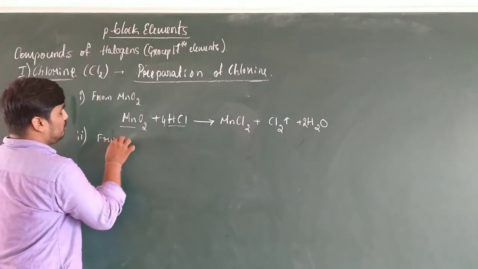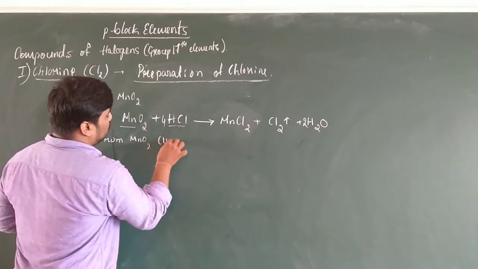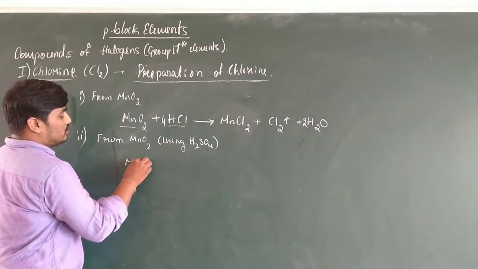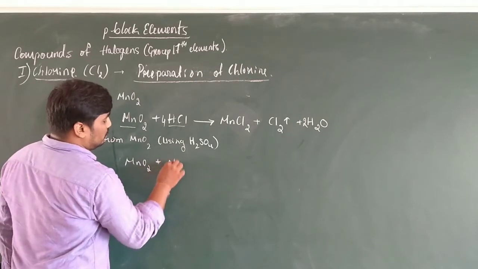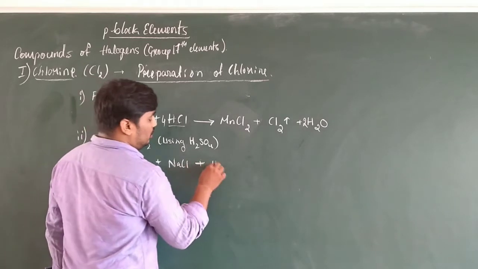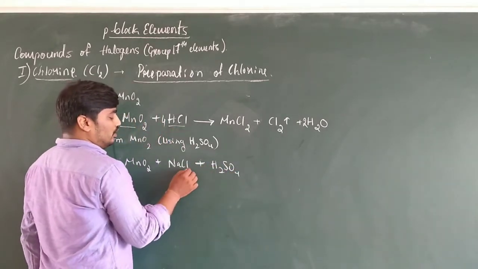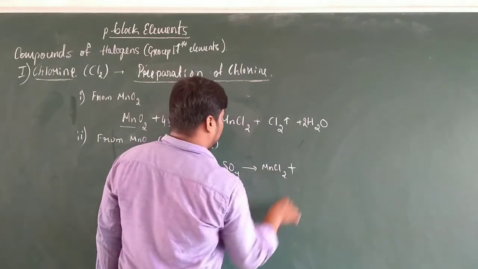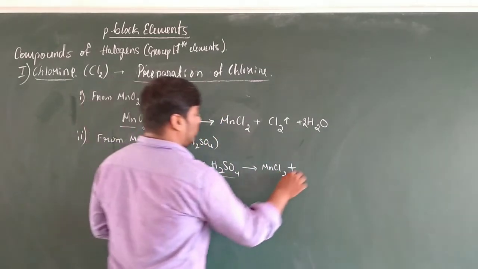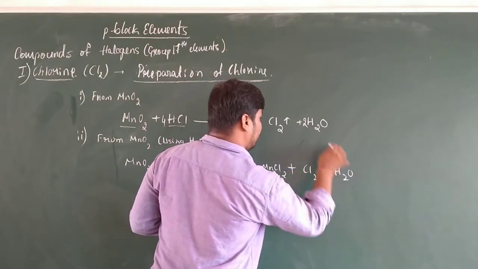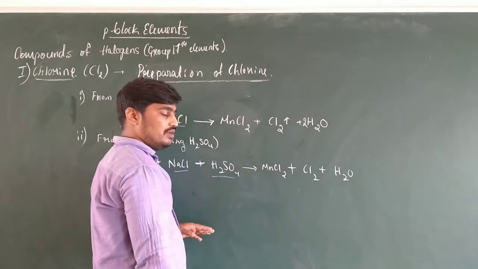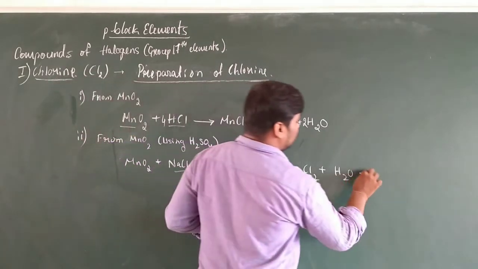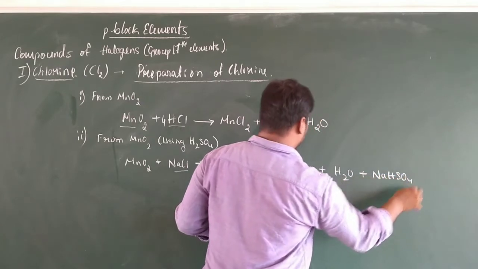Again from manganese dioxide using sulfuric acid. How? When manganese dioxide is made to react with sodium chloride, NaCl, and H2SO4, in place of HCl, we use sodium chloride and sulfuric acid, then it gives manganese chloride and chlorine gas is evolved, and water is formed, the same products we observed in the first case. In addition to that, there is another product, sodium bisulfate. Sodium bisulfate is formed.